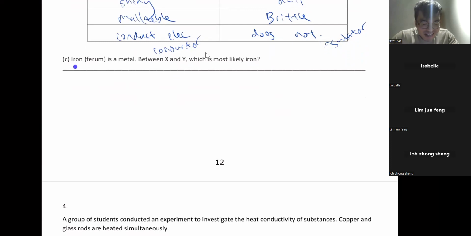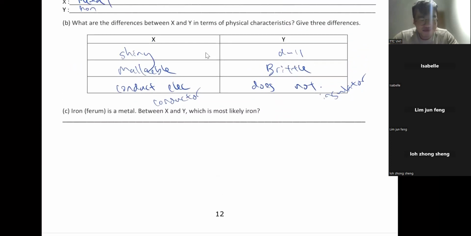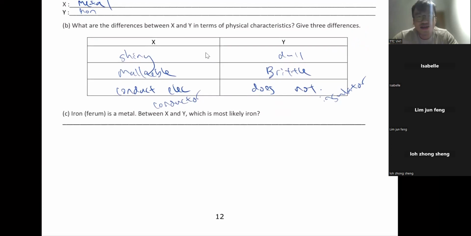Okay, so C. Iron, ferrum, is a metal between X and Y, which is most likely iron. X or Y? X or Y? X or Y? Yes, X. So easy.